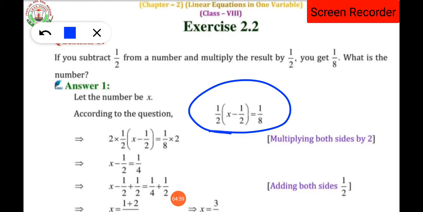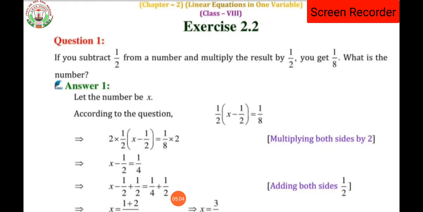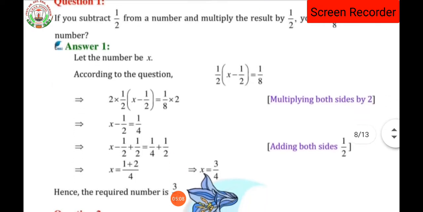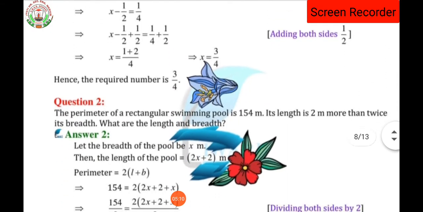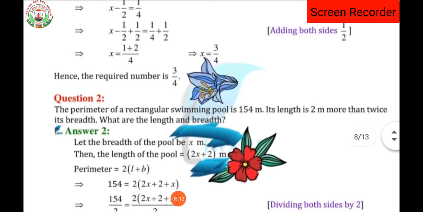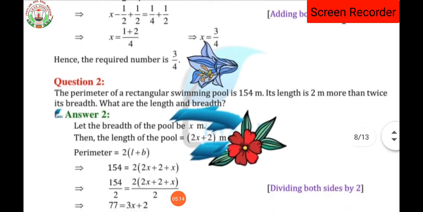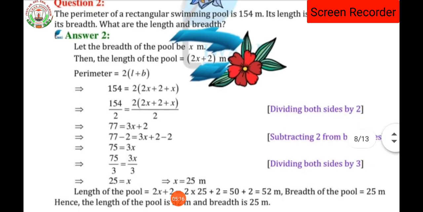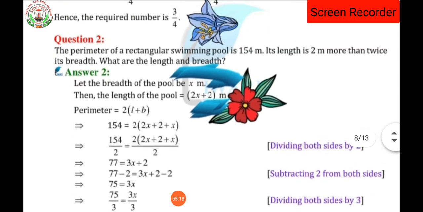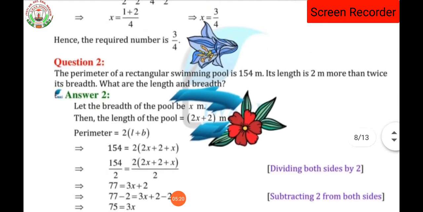So once you are careful while reading the question, you can automatically create the equation. Read the question again and again and get the equation. When you read the question, only then will you get the equation. Clear? Now the next question, question number 2.